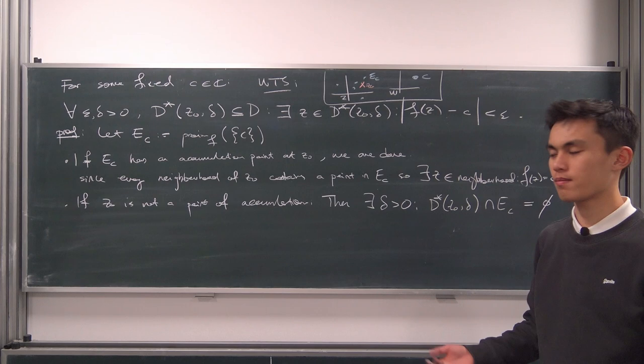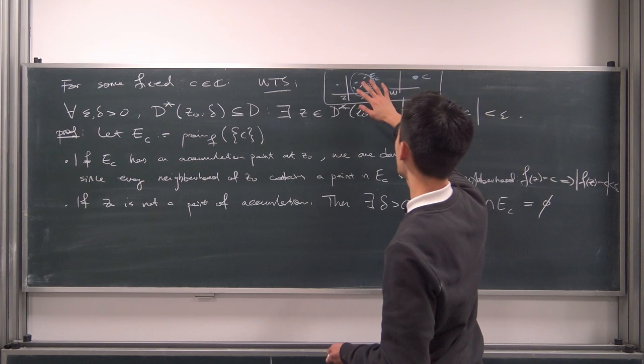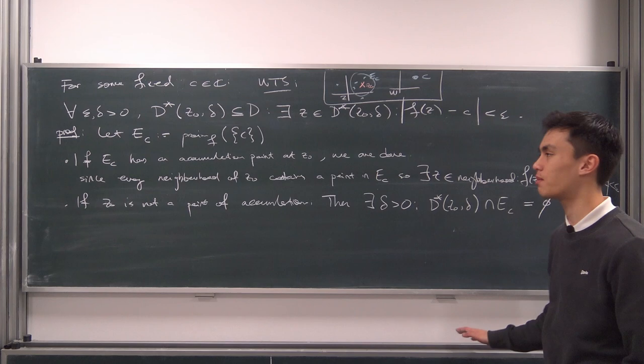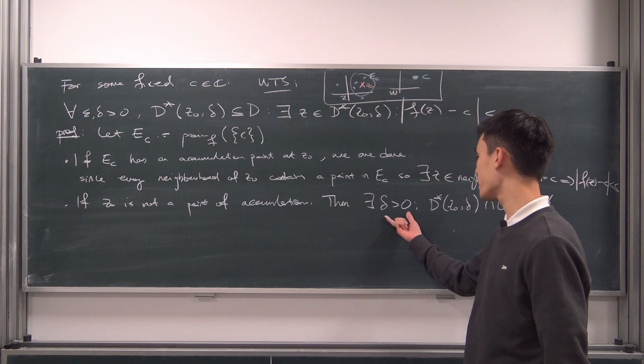Now there could be neighborhoods where if you take the intersection, it's non-empty. Maybe you take this neighborhood of z naught over here and it contains some points in EC. That's a good thing, because then we're done once again, since there are points in your neighborhood which map to exactly C, which is what we wanted. But there are also going to be neighborhoods where you can find some delta where this disk doesn't contain these points in EC.